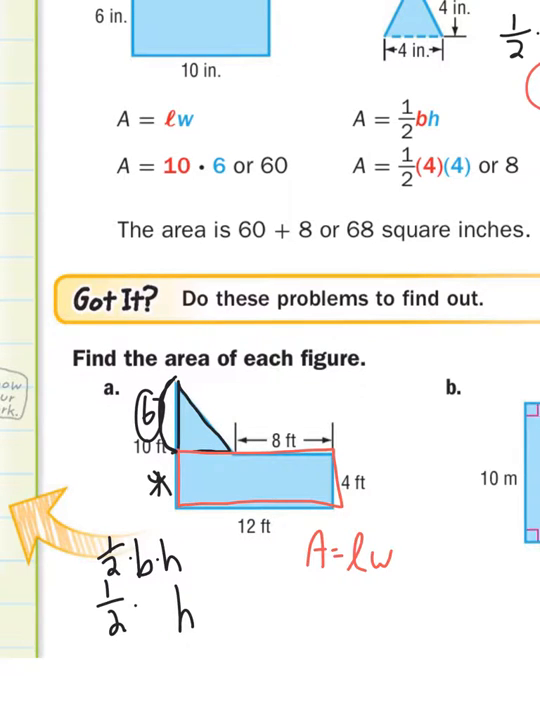Now, as far as the base, I'm going to switch to blue. Remember, this whole width is 12. I can steal that from here. But I only need right here. So I'm going to take the 12 and get rid of the 8. 12 minus 8 leaves me with 4. So the base of it is 4.